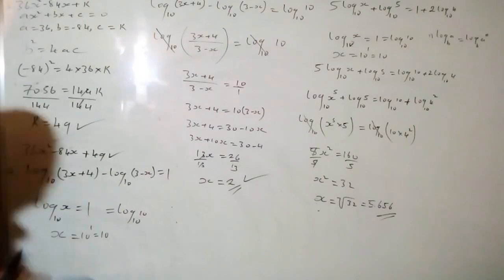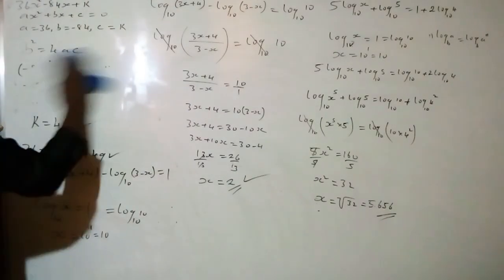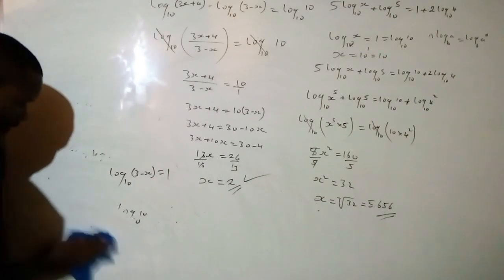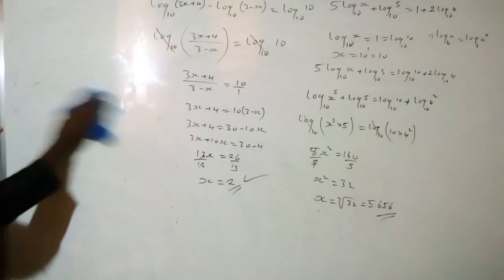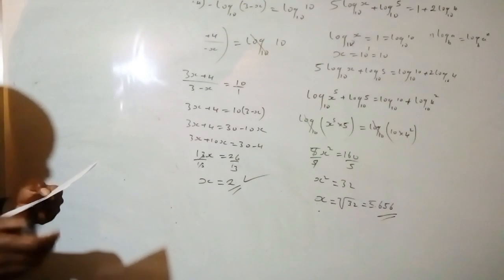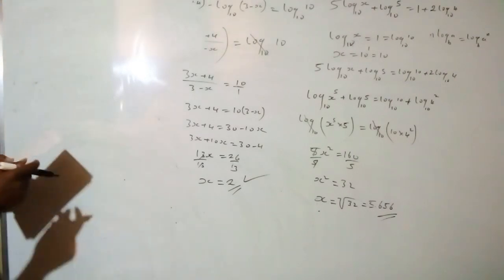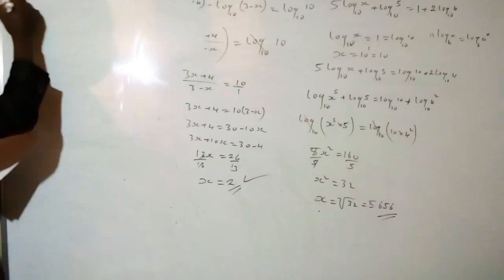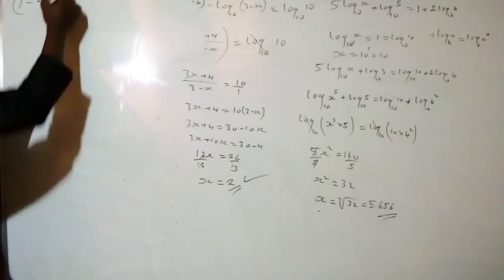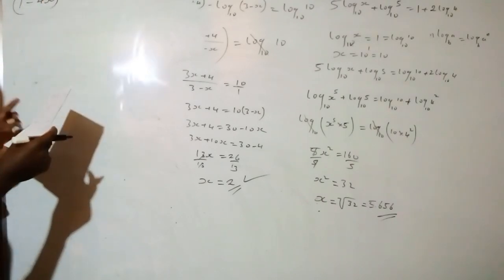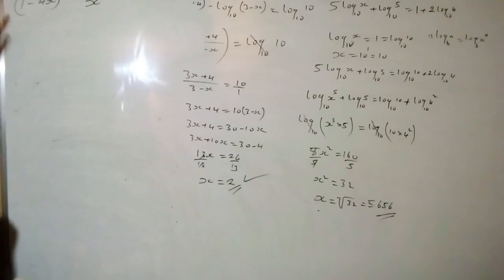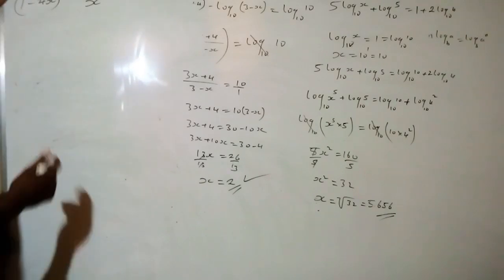Next we are going to solve a question where you are given: expand and simplify 1 minus 4x raised to the power 6. You've been told to expand and simplify up to x cubed. Good. Yeah, you expand. This one is on expansion.